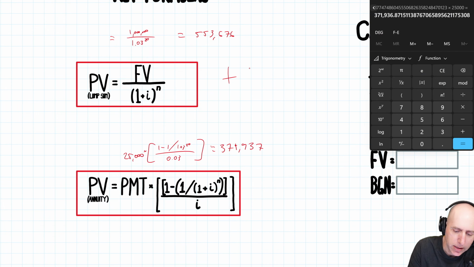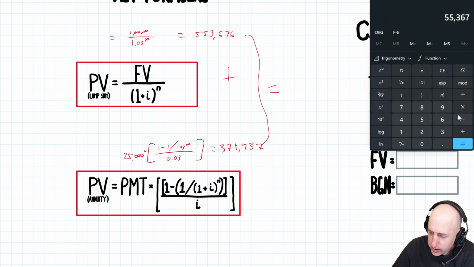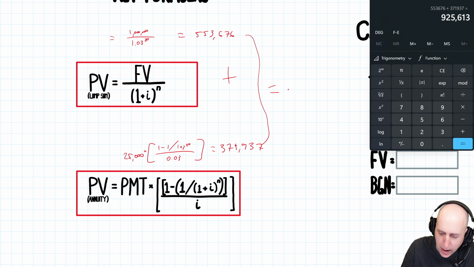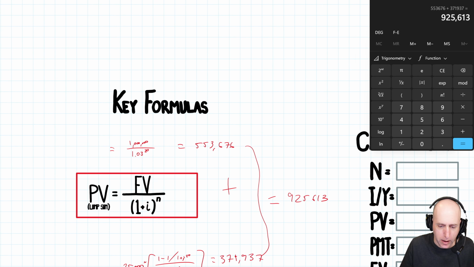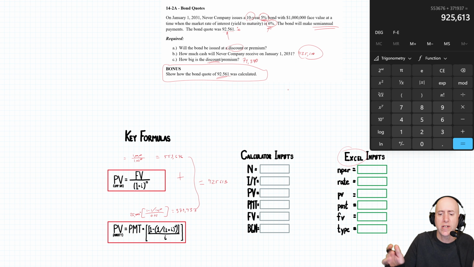371,937. And now I just got to add these two to get the present value of the bond. 553,676 plus 371,937. This bond is 925,613. And let's see if that matches. So I had 925,610, and the reason is there's a rounding thing going on here.